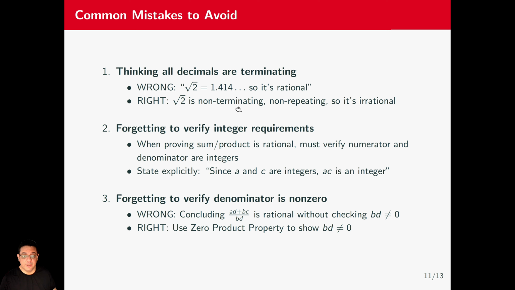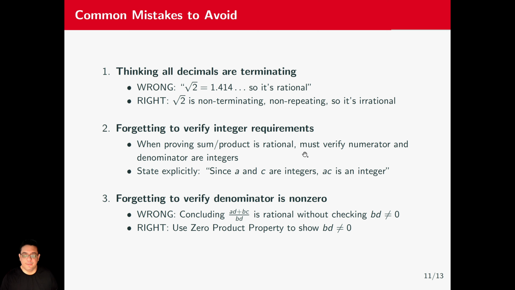Square root of 2 can be seen in a basic way as 1.414, and some people cut it there and think it's rational, but it's not. There's a bunch of different non-terminating, non-repeating digits that continue, so square root of 2 is going to be irrational. It's very important that you verify all the integer requirements when you're proving a sum or product is rational.